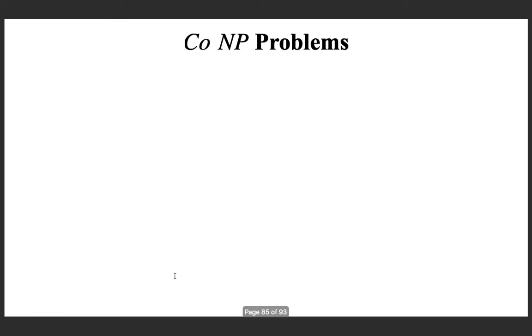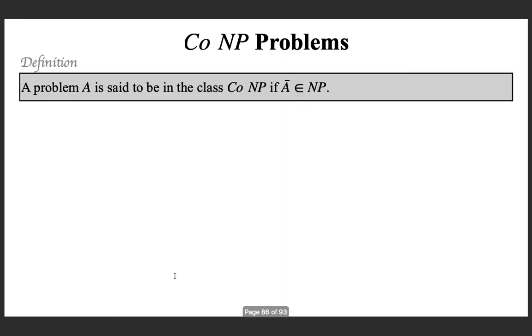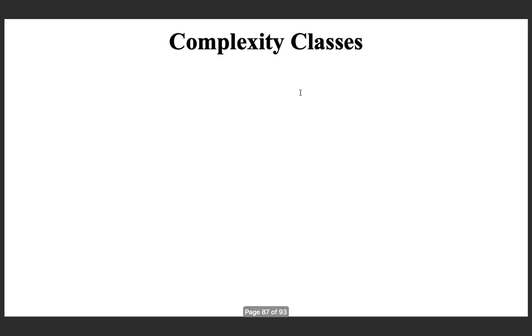Okay. Now with that, we can try to define the class co-NP. This is the definition. A problem A is said to be in the class co-NP if the complement of that problem is in the class NP. That is it. When a problem A is in co-NP, its complement is in NP. So that is the definition.